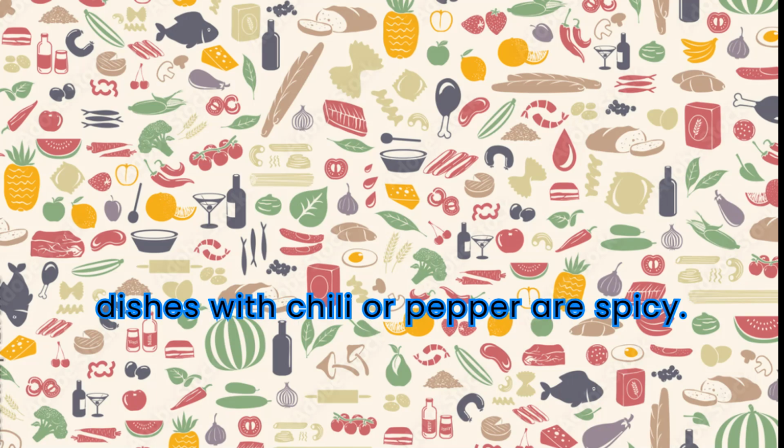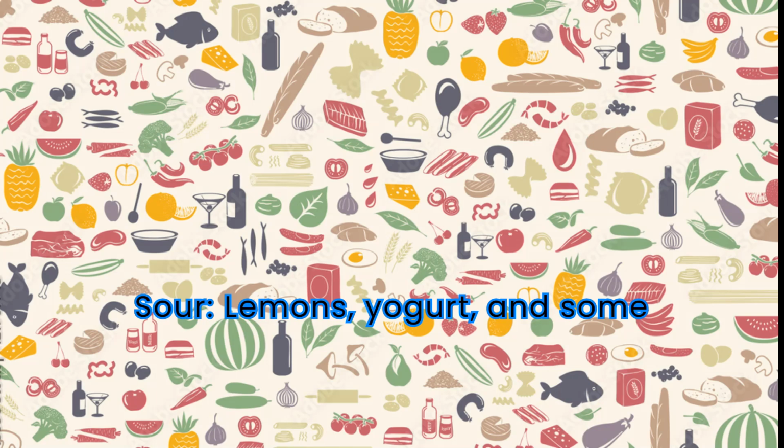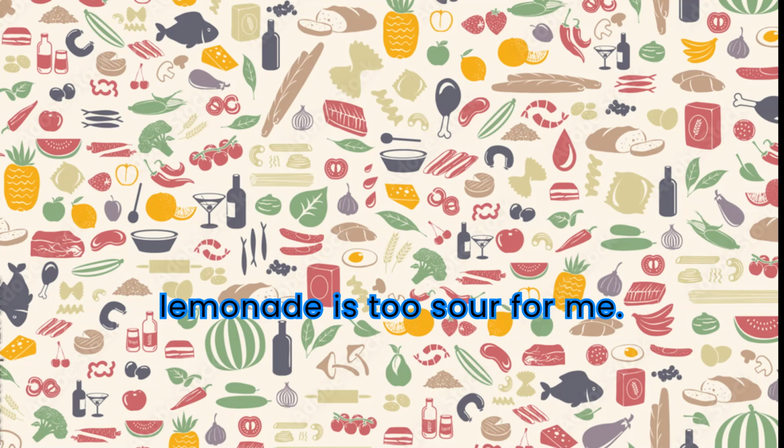Spicy. Some dishes with chili or pepper are spicy. Example, I love spicy food like curry. Sour. Lemons, yogurt, and some candies are sour. Example, this lemonade is too sour for me.